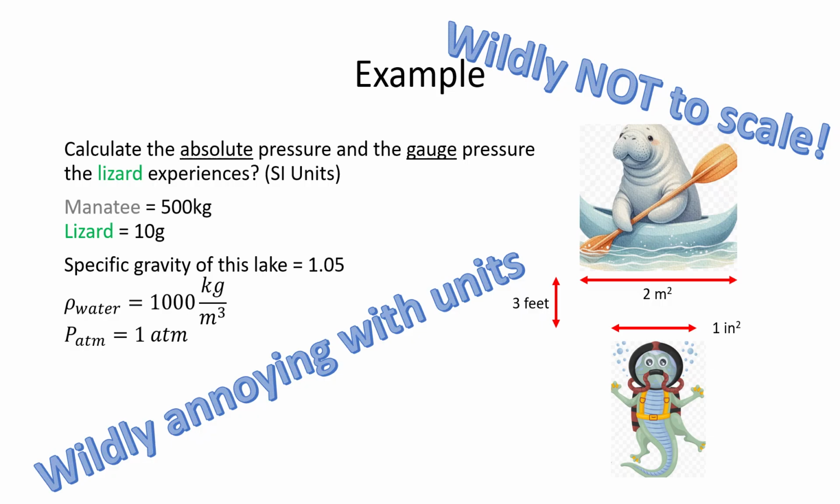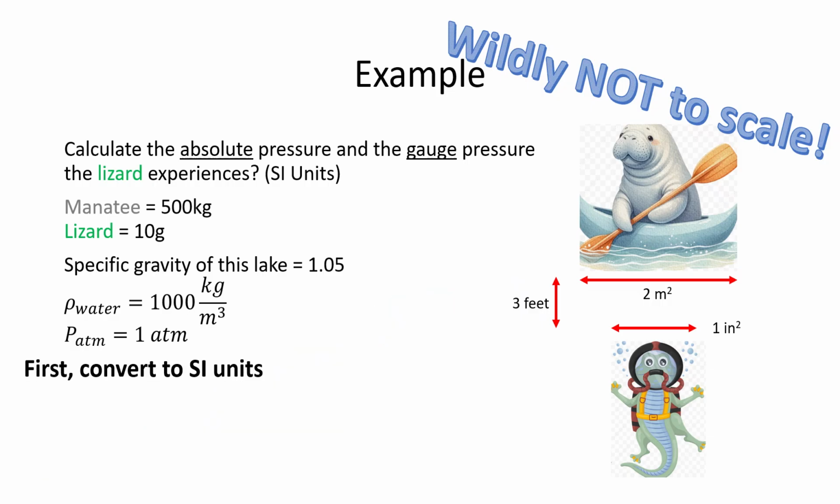And two, I made it so that all the units are really, really annoying. We have a mixture of a bunch of different things. So the very first thing that we want to do is convert it all to SI units before we even do any analysis. We're given that the manatee and the lizard have a mass. We're given the specific gravity of the lake where the manatee is floating with this boat. And we know the density of the water as well as the atmospheric pressure.